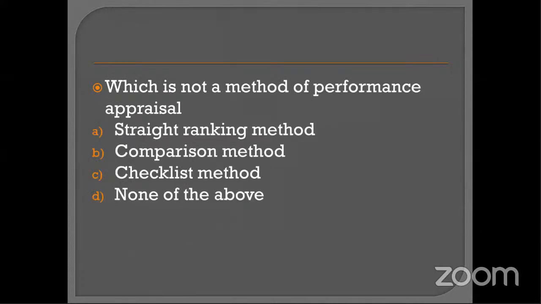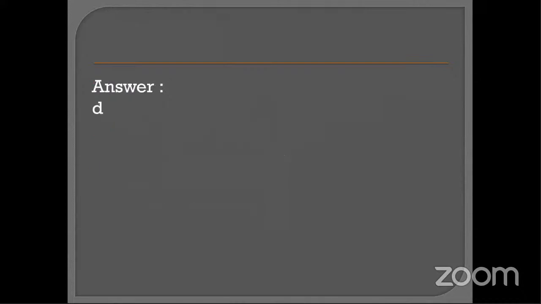Which is not a method of performance appraisal? Straight ranking, comparison, checklist, none of the above. C, madam. Checklist method. Checklist, we discussed. B, madam. Weighted. Simple checklist. Weighted. If you say B, we have paired comparison. Sometimes instead of all of the above, you will have the answer none of the above as well. So the answer is none of the above here.